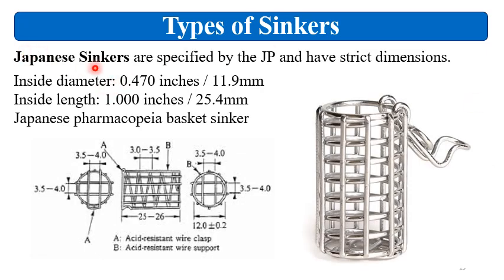Then Japanese sinkers. Japanese sinkers have specific dimension requirements, which are specified in the Japanese Pharmacopoeia, and have strict dimensions. These dimensions are shown here with the diagram. This is the Japanese sinker. In this, the capsule or tablet is placed here, and then this lid is closed.